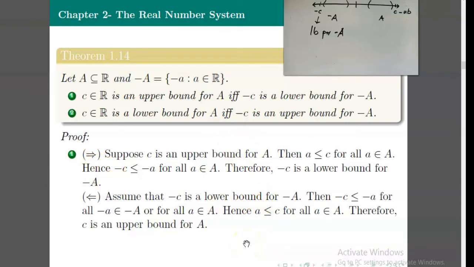And then for the second statement, this will be your problem set number 1.